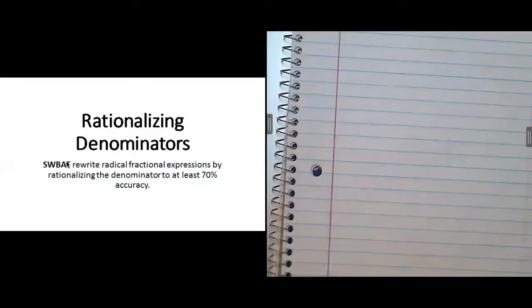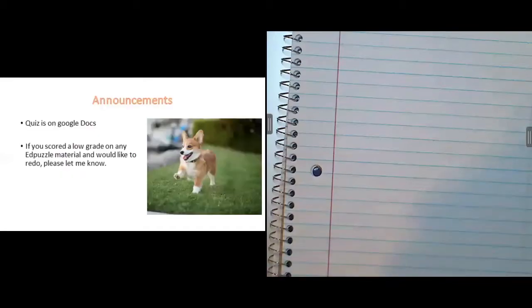So today we're going to continue speaking about rationalizing the denominator. You're going to rationalize the denominator of fractional expressions to at least 70% accuracy. So as announced last Wednesday, there is a quiz.